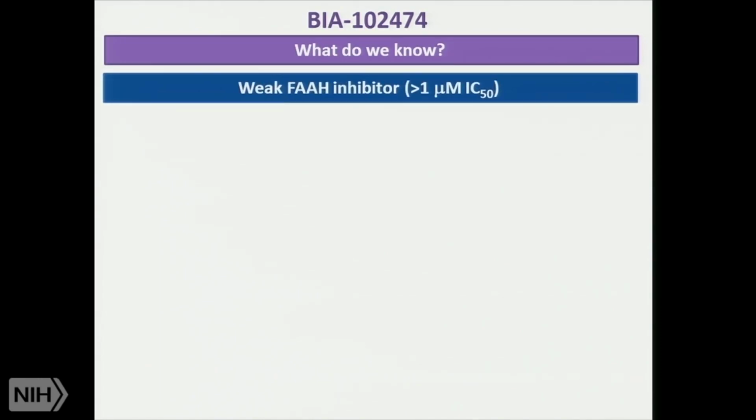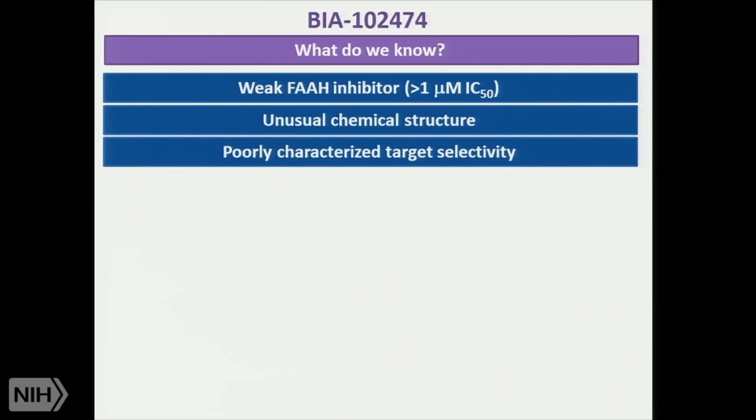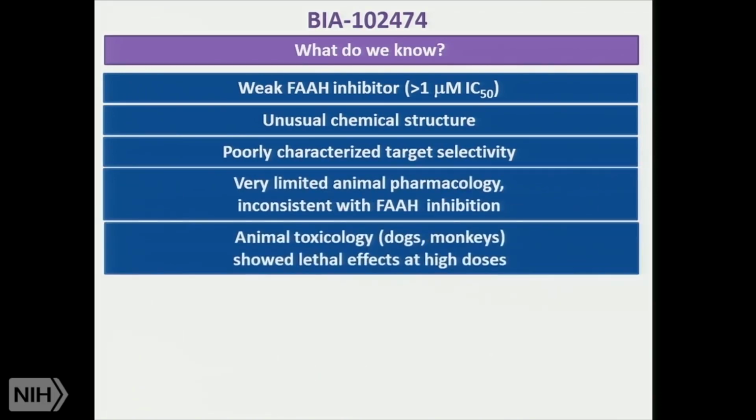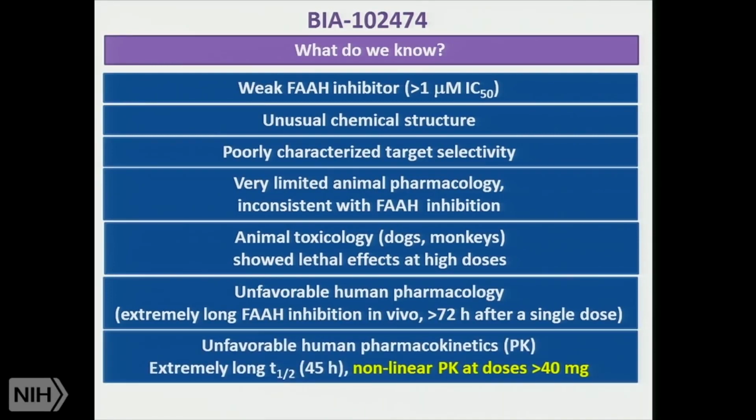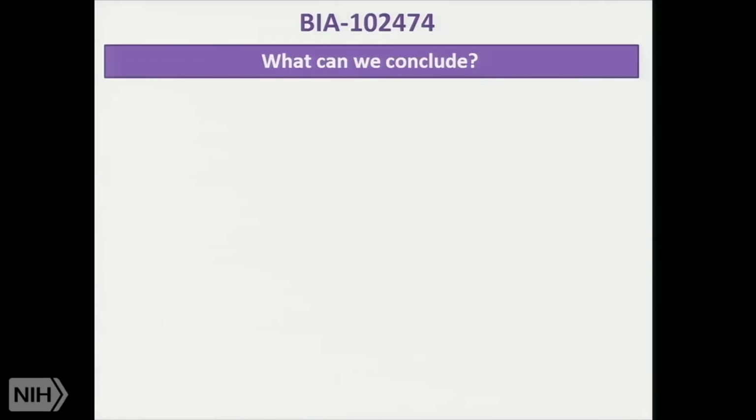There has been recently a very tragic event in France about a compound called BA 102474. And what do we know about this compound that can explain its unusual toxicity? I don't have the time to really go over this carefully. I'd like just to point out that it's a weak FAAH inhibitor, it's got an unusual chemical structure, has a poorly characterized target selectivity, very limited animal pharmacology, animal toxicology showing lethal effects at high doses, and an unfavorable human pharmacology and human pharmacokinetics, with toxicity occurring in humans at doses that are consistent with enough target effect.